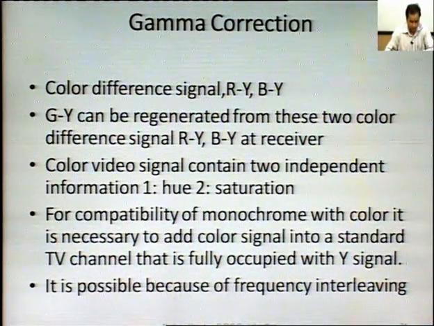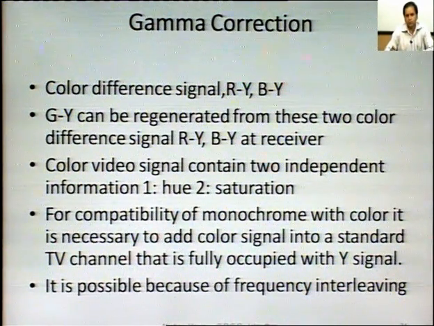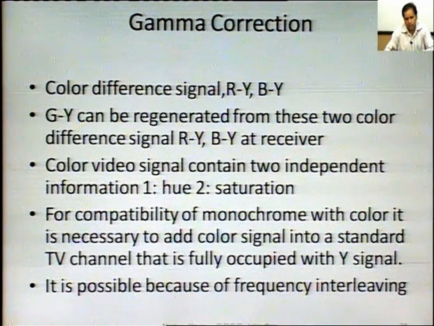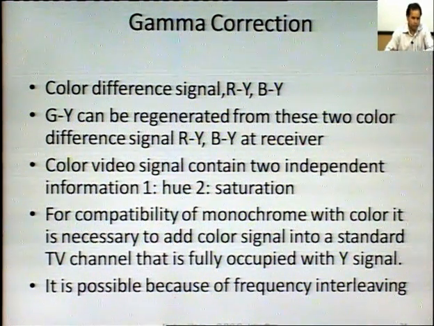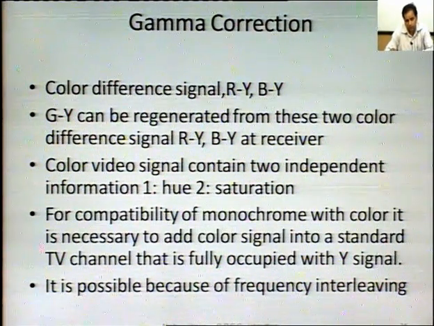For compatibility of monochrome with color, it is necessary to add the color signal into a standard TV channel that is fully occupied with the Y signal. It is possible because of frequency interleaving. We will discuss frequency interleaving in the last topic.